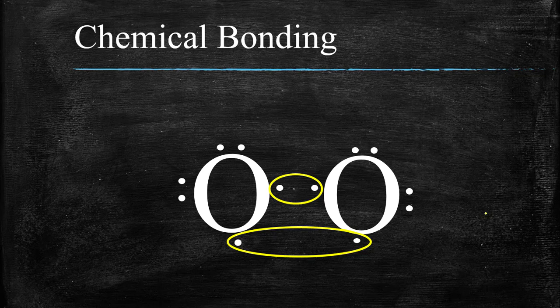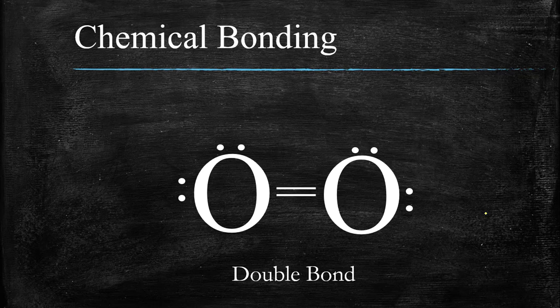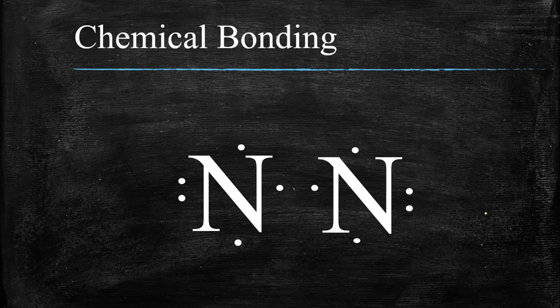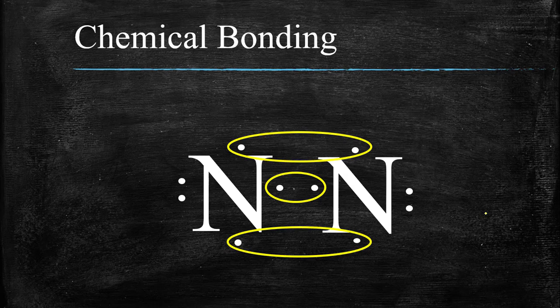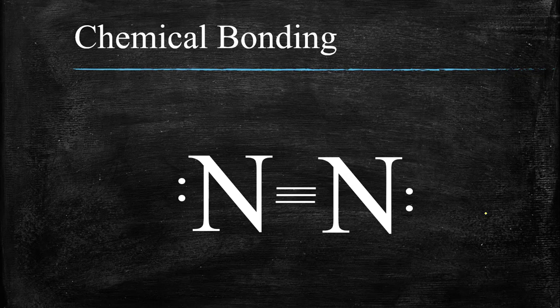It can share those sets of electrons, and so you would draw it out like this. Each line is 2 electrons. We would call this a double bond. In nitrogen, we see that each nitrogen has 1 non-bonding pair, but 3 single electrons. Those 6 electrons could be shared, so you would draw 3 lines and call that a triple bond.